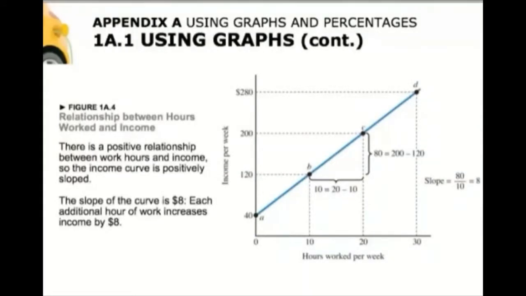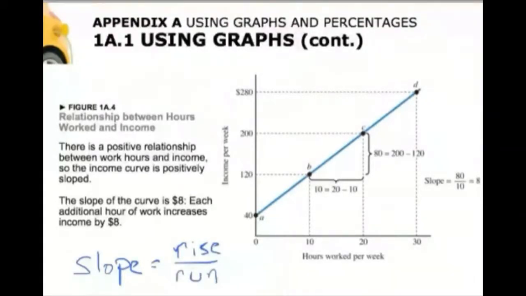Now the slope of a curve is very important to understand. The slope of a curve tells you what the relationship is between the variable on the horizontal axis and the variable on the vertical axis. And one way to think about the slope of a curve is to look at the formula, which is the rise over the run when looking at two different points on that curve.